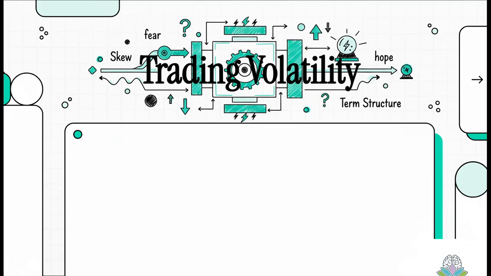Welcome to The Explainer. Today, we're diving deep into the engine room of professional trading, using Colin Bennett's classic, Trading Volatility, as our guide. We're going to pull back the curtain on two huge concepts that pros use to read the market's mind. To actually measure its fear, its hope, and what it expects to happen next.